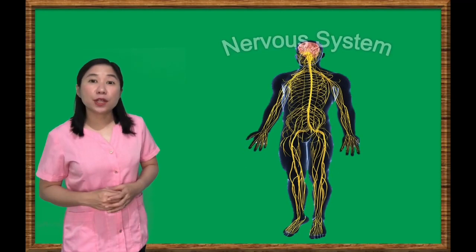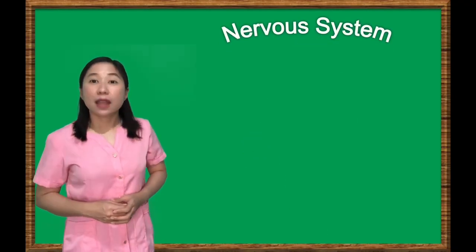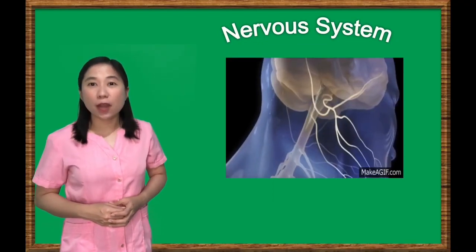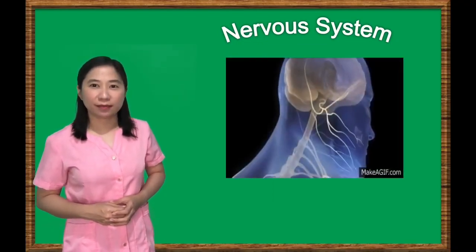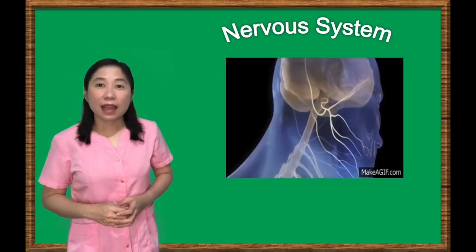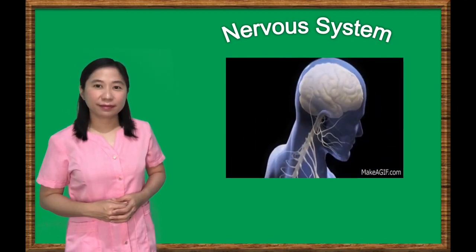Always remember that the nervous system is the most vital system of your body. Its purpose is to coordinate and regulate all communication and processes within your body, as well as help you adapt to your ever-changing environment.